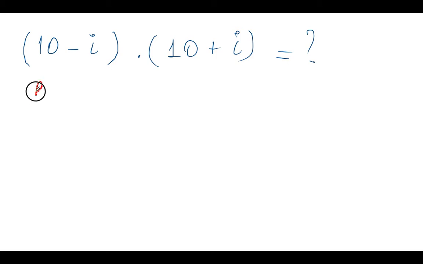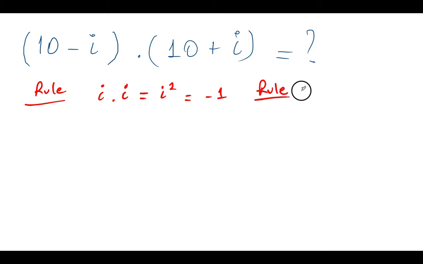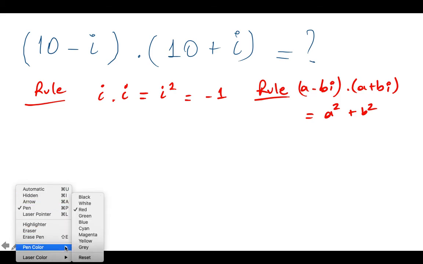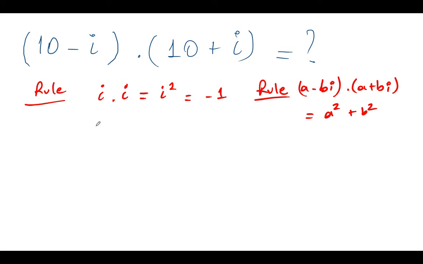So we know the rule that i times i is equal to i squared, which is -1. Also we know another rule, which is (a - bi)(a + bi) equals directly a squared plus b squared. So what am I going to do? By using both ways, I want to solve this question. So let's start the solution.